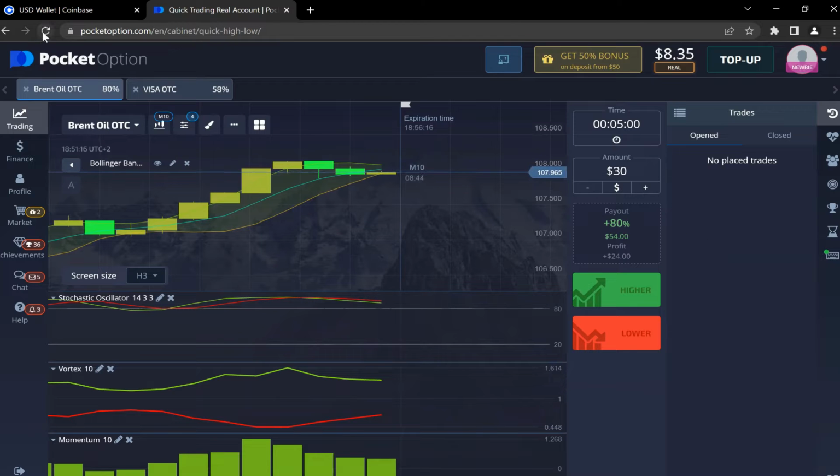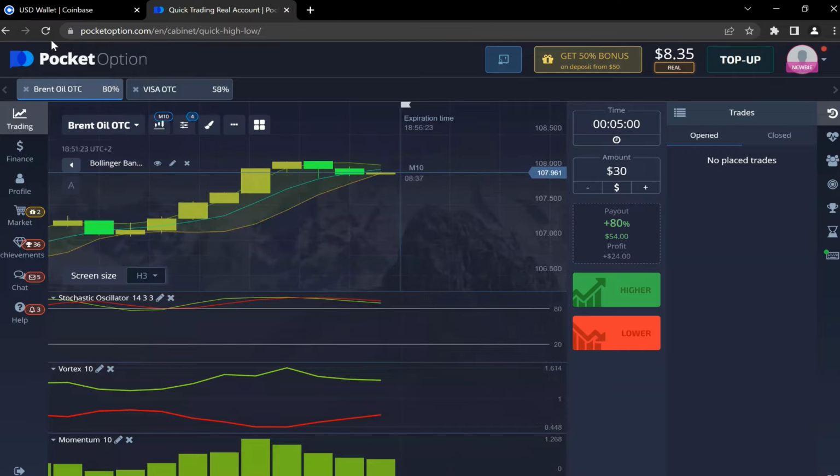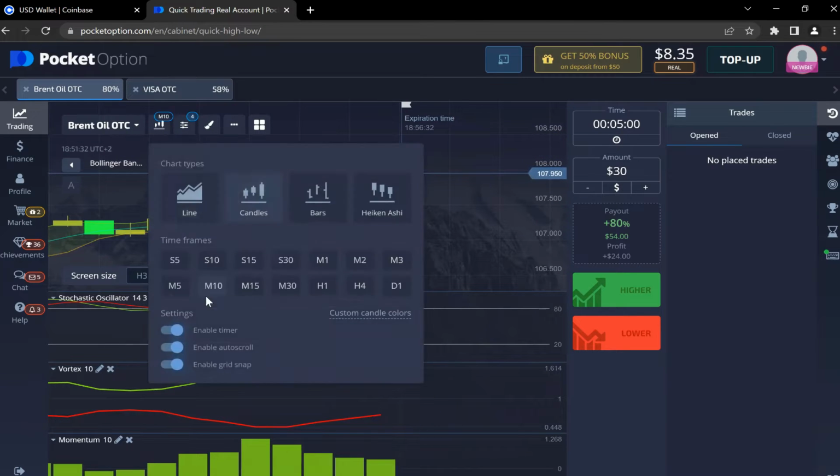I just deposited some money, so it should be showing up soon. It better show. All right. This is the best trade that's looking good so far.